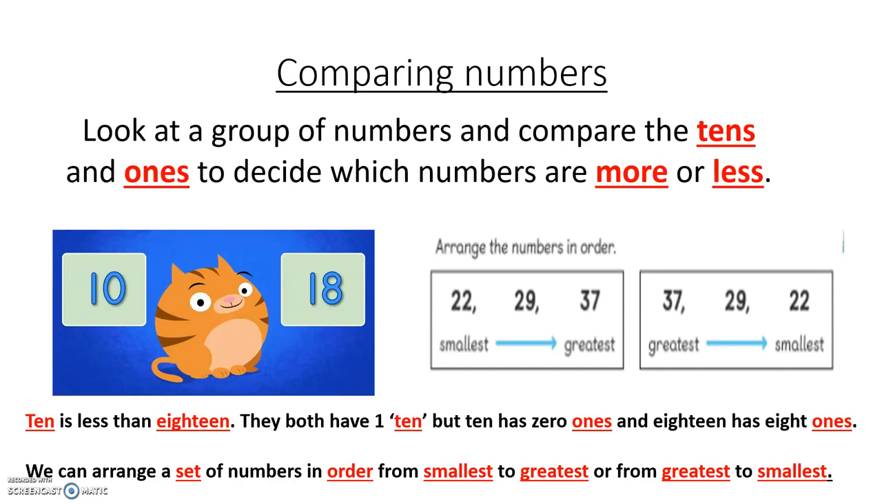10 is less than 18. They both have 1 ten, but 10 has 0 ones and 18 has 8 ones. We can arrange a set of numbers in order from smallest to greatest or from greatest to smallest.